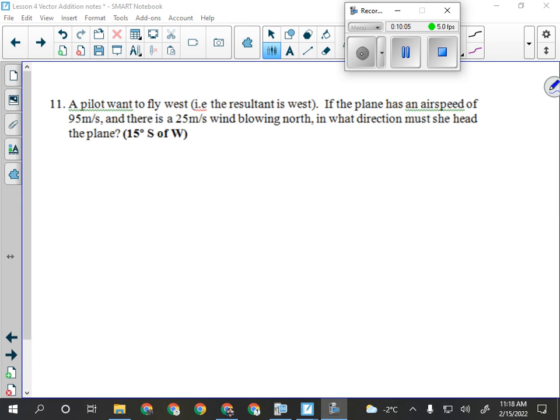On this one, the pilot wants to fly west, so that is the resultant. In the same way as the last question, they're telling us what our resultant is. Now the plane has an airspeed of 95 meters per second, and there's a wind blowing north. Since this is my resultant, I have to put the wind here. We don't know what the length of this line is, but we do know that this line is 25 meters per second.